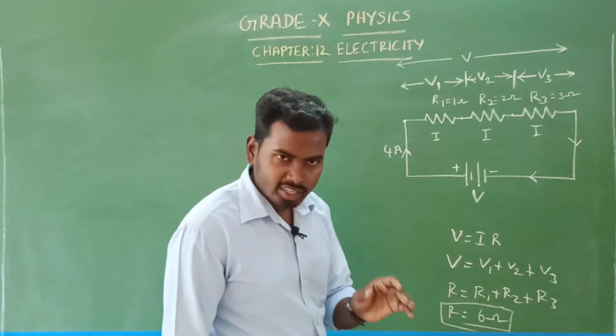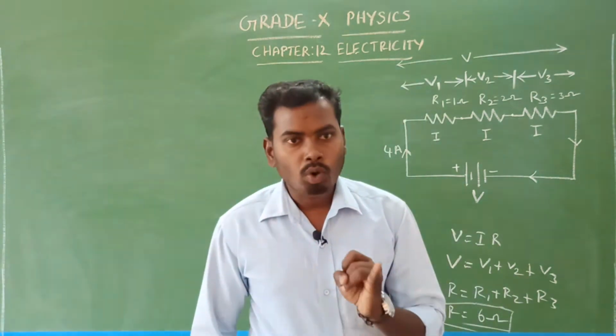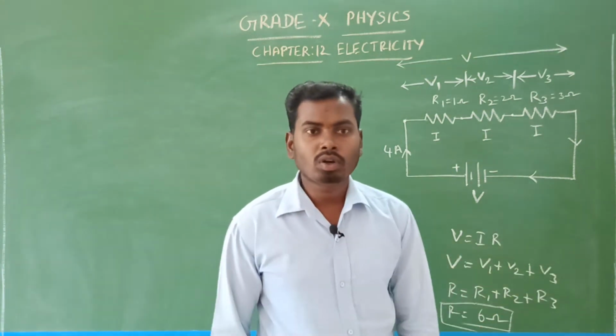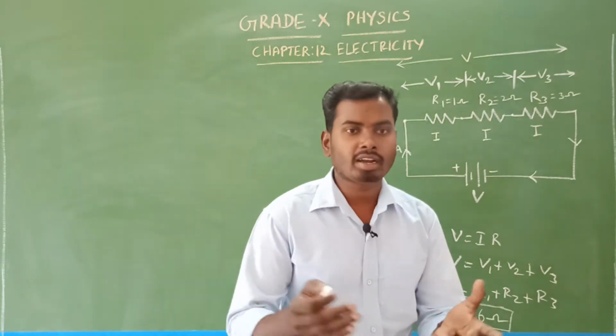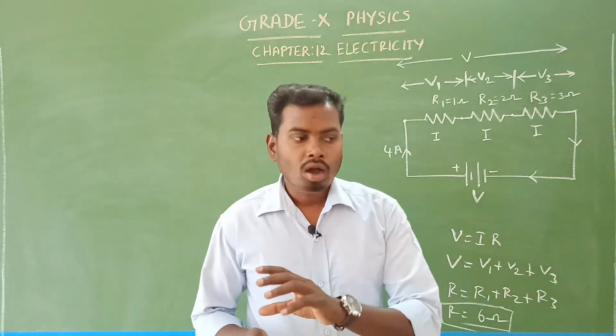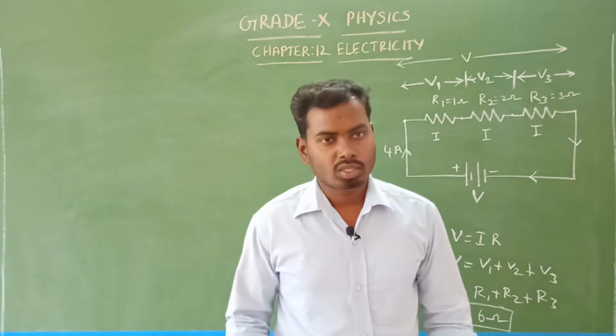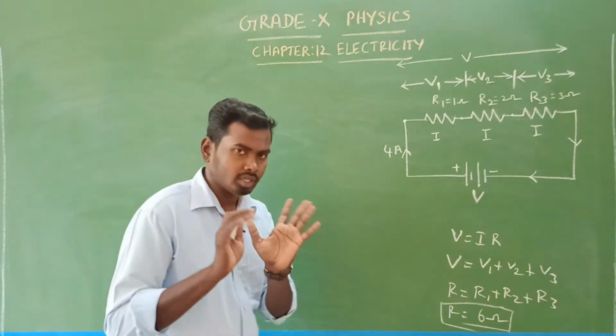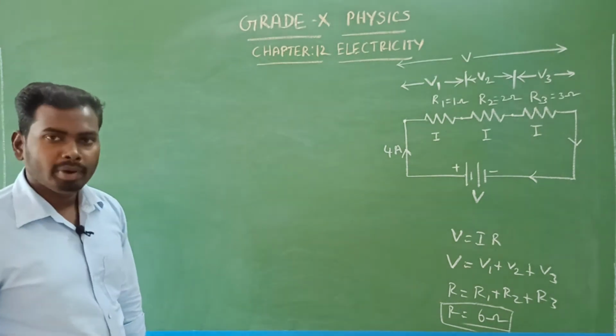In series combination, current remains the same, but voltage gets distributed. And the total resistance is equal to the sum of all the resistors connected in series, which means the sum of individual resistance values. You just add all the resistance values. So that's all about the series combination.